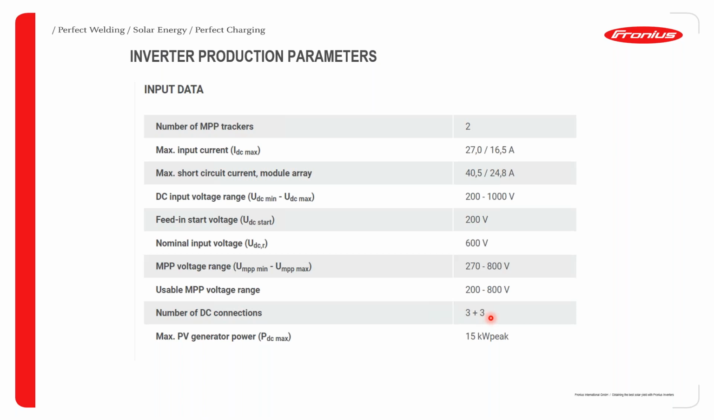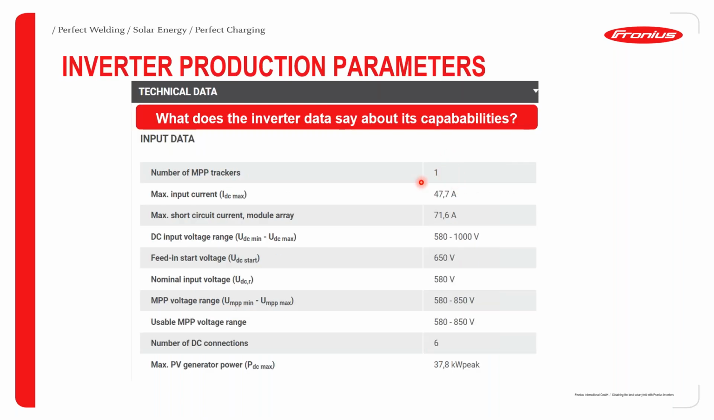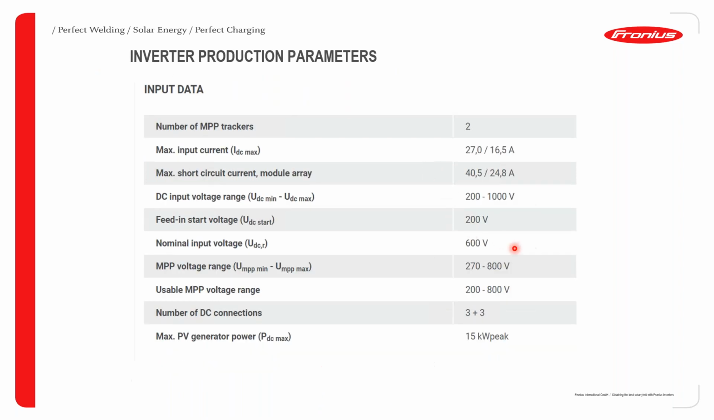You can actually connect 6 strings, but then it has 2 MPPTs. That's very, very notable. Here for the Eco, it has 1 MPPT. I forgot to note that earlier. So for the Symo, it has 2 MPPTs, meaning that you can connect 3 strings to 1 MPPT and the other 3 to another MPPT. And from the value obtainable here, we can see that it can be oversized up to 150%. Good.